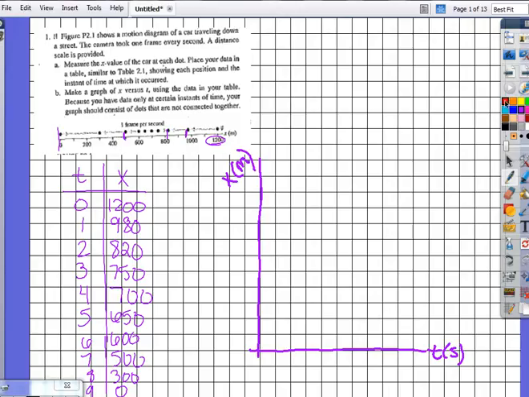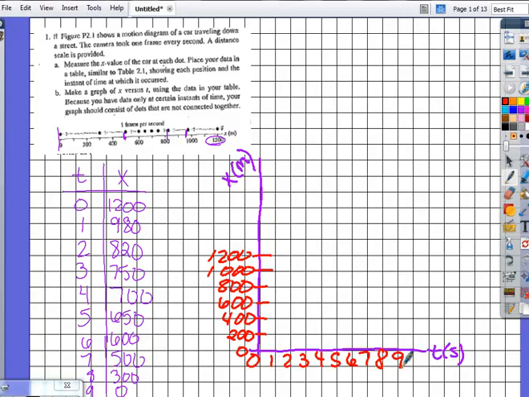So I labeled mine by 200. So I did 200, 400, 600, 800, 1,000, 1,200. And I went over 9 seconds. So this is 0 and 0. 1, 2, 3, 4, 5, 6, 7, 8, 9. So I could have spread my graph out, but I'm going to just stick it in the bottom here.